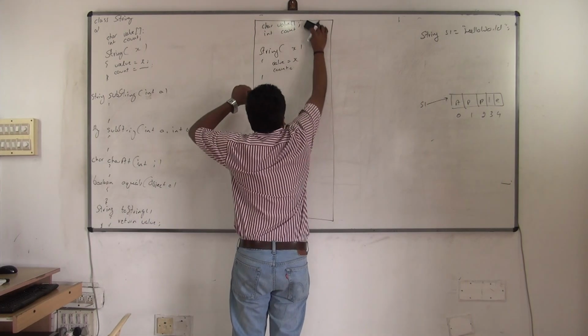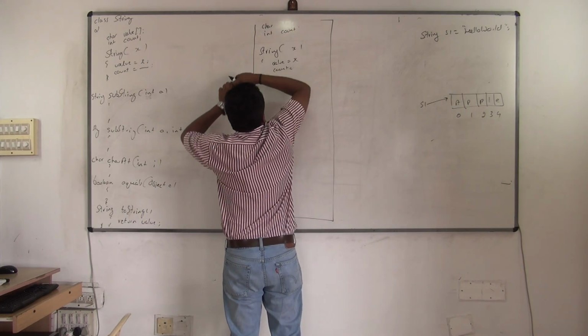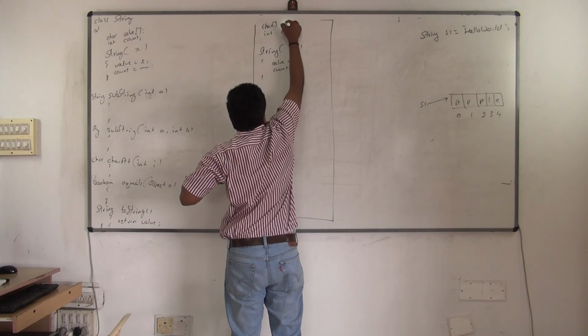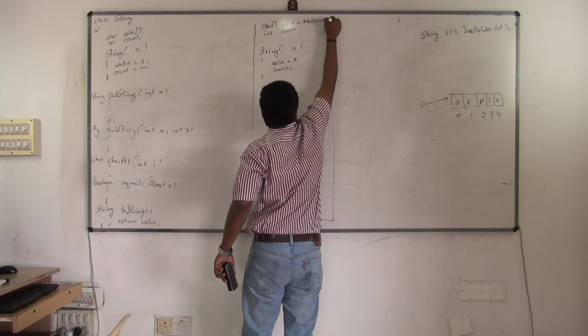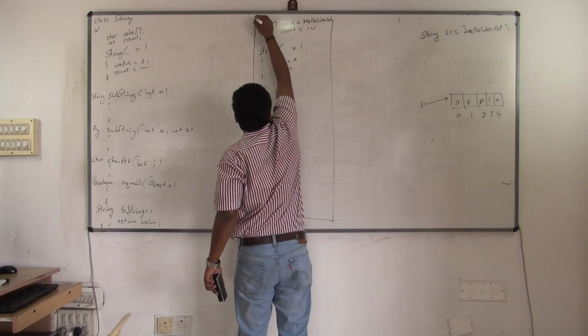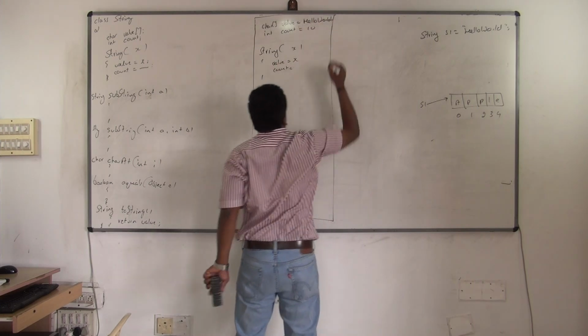So char value is equal to hello world. Count is equal to 10. So this is how the string object will be created.